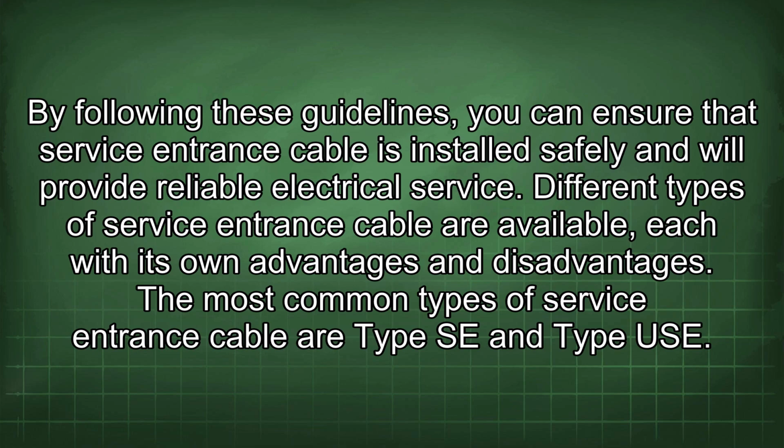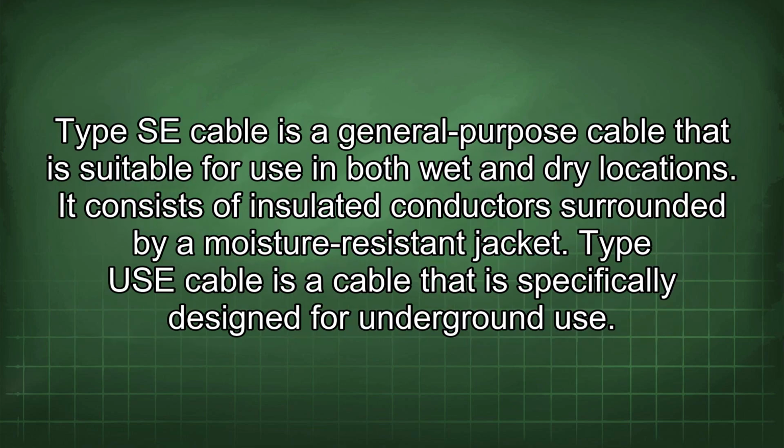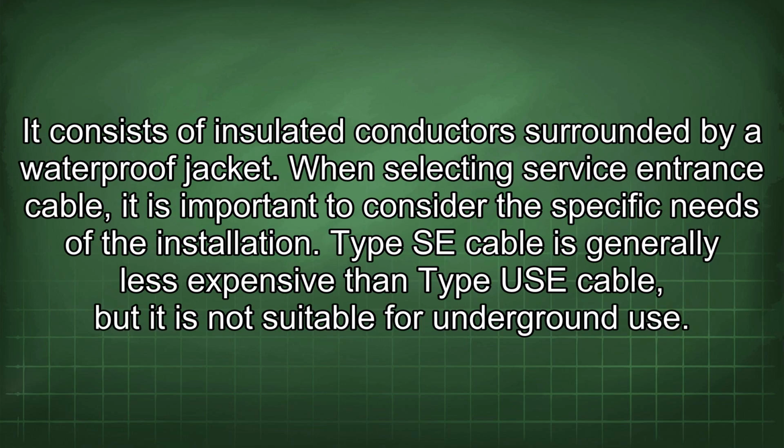Different types of service entrance cable are available, each with its own advantages and disadvantages. The most common types of service entrance cable are Type SE and Type USE. Type SE cable is a general-purpose cable that is suitable for use in both wet and dry locations. It consists of insulated conductors surrounded by a moisture-resistant jacket. Type USE cable is a cable that is specifically designed for underground use. It consists of insulated conductors surrounded by a waterproof jacket.